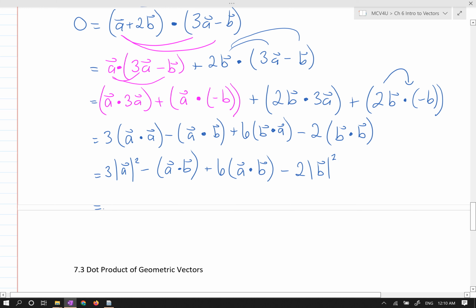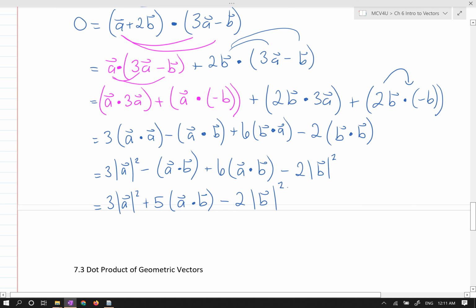Fantastic. We're getting there. All right, so I'm working here. This is 3 times the magnitude of vector a squared minus a dot b, hang on, minus a dot b, that's minus 1 a dot b plus 6 a dot b. So I'm working together, that's minus 1 plus 6 a dot b, so that's plus 5 a dot b. So we were collecting our like terms there between these two terms. Fantastic. Minus 2 times the magnitude of vector b squared.